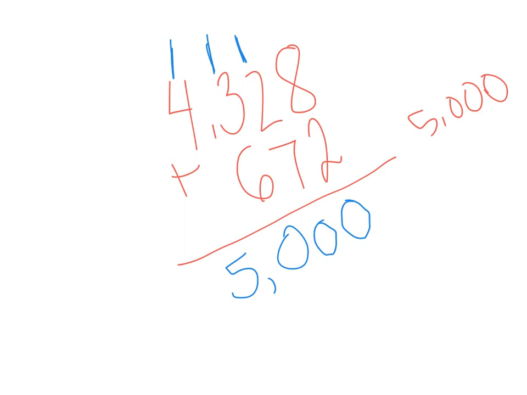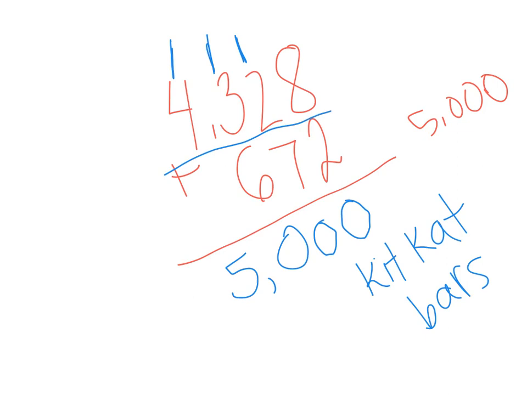Now, Miss Huddle, whenever I answer a word problem, I need to answer it. That's right. Because 5,000 what? 5,000 kitty cats, 5,000 raindrops, we don't know. So it's 5,000 Kit Kat bars. But that's not the answer. If I go back, the question was how many Kit Kat bars did the class eat? And that was that number, 4,328. So I'm going to write the class ate 4,328 Kit Kat bars.